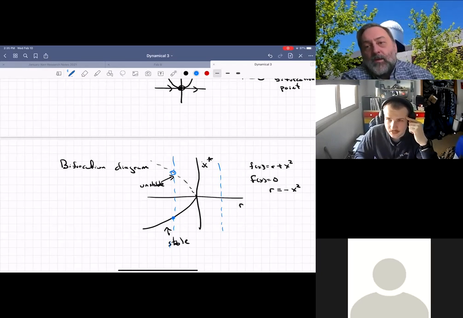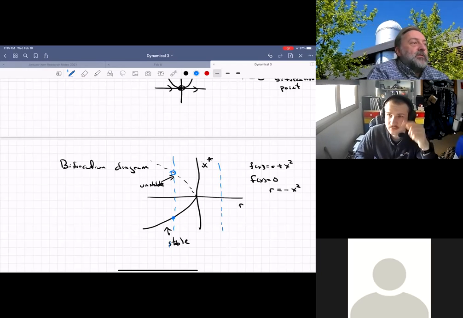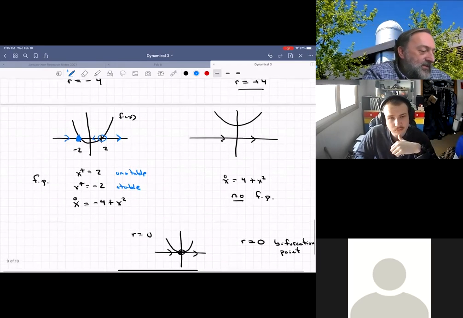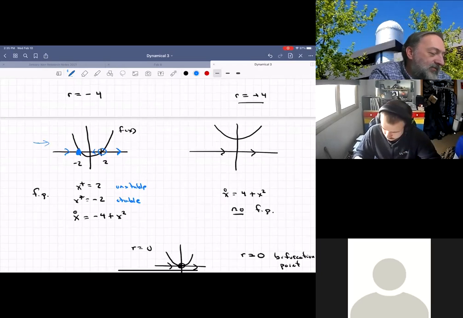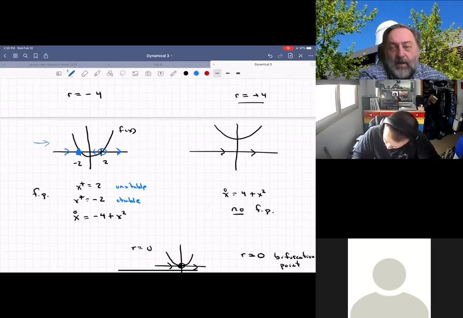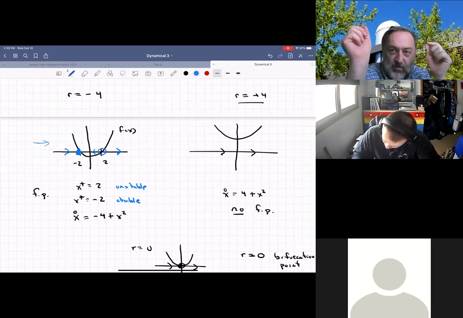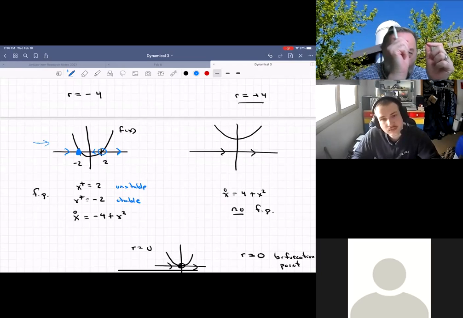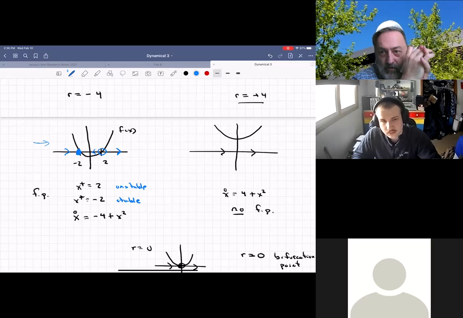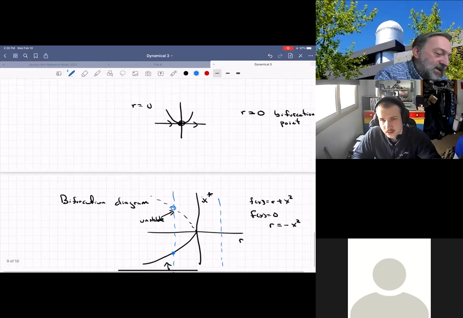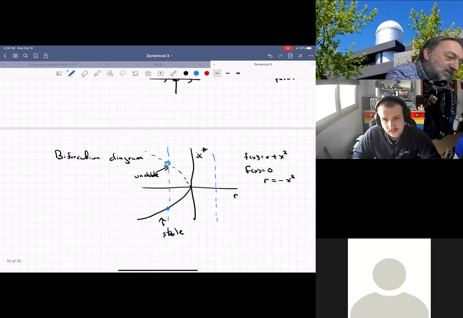So in the saddle node bifurcation, one way to think about it is, if I start with this graph and raise the graph by increasing r, the stable fixed point and the unstable fixed point come together and collide. And when they collide, they annihilate each other and the fixed points go away. This type of bifurcation is the saddle node bifurcation.